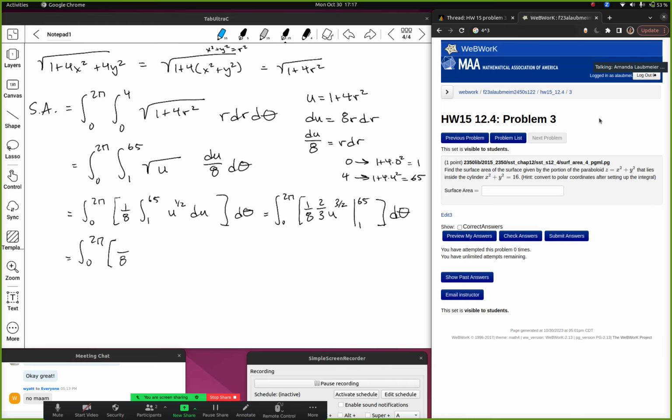I'm going to combine those fractions. And then it's 65 to the 3/2 minus 1 to the 3/2, substituting in those bounds, d theta. And 2 over 8 is going to simplify to 1 over 4, so this thing is actually just 1 over 12.